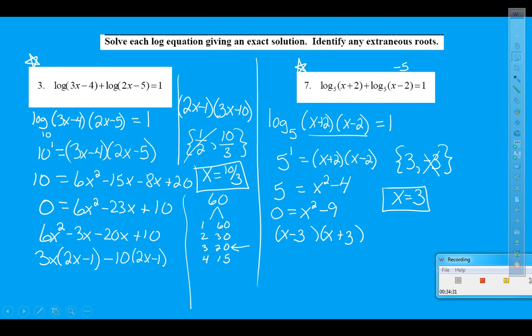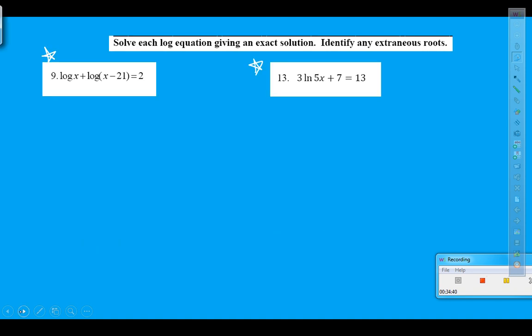Looks like we got a couple more coming your way, so hang on there for just a couple more minutes. I think number 9 is a little bit easier because the factoring's easier.